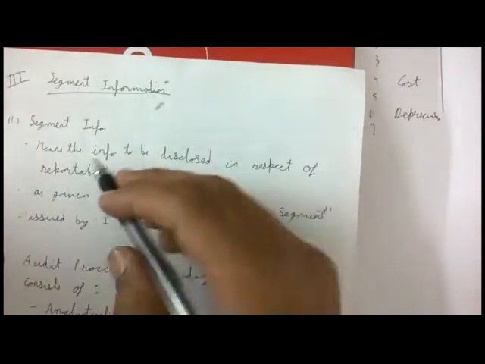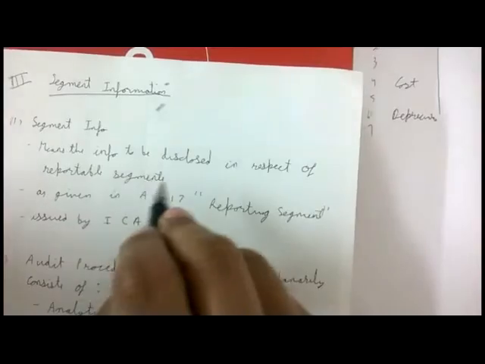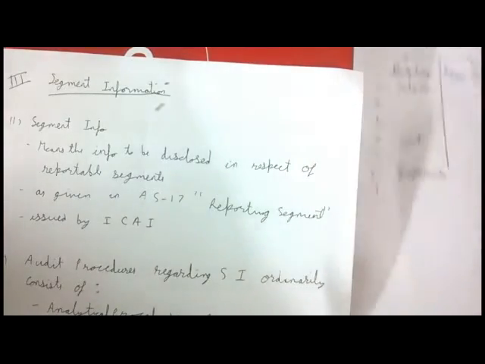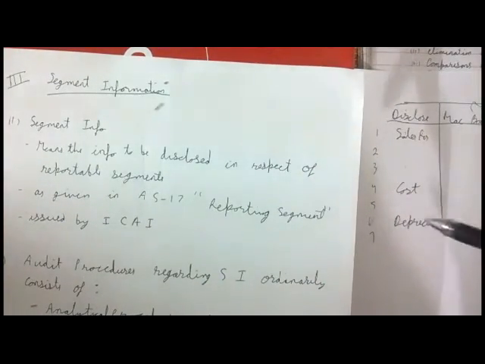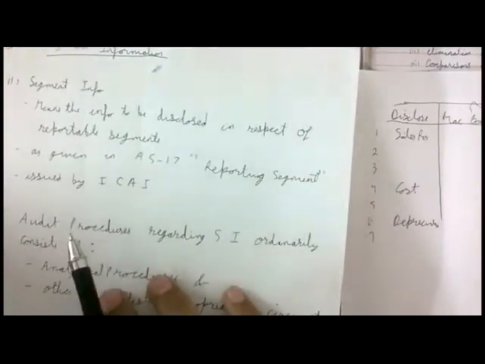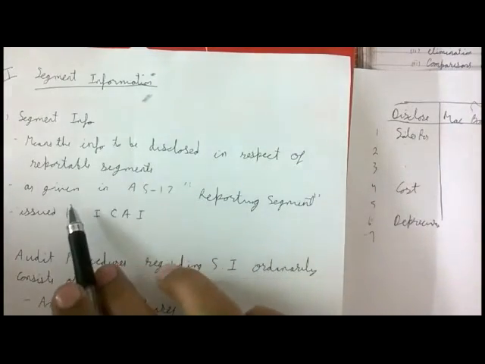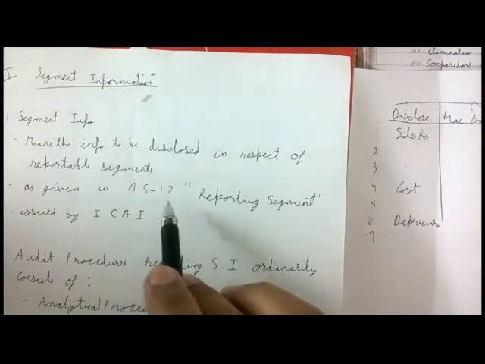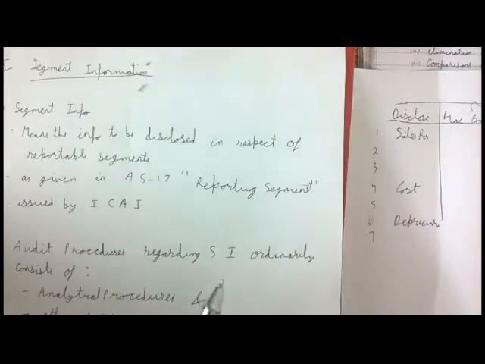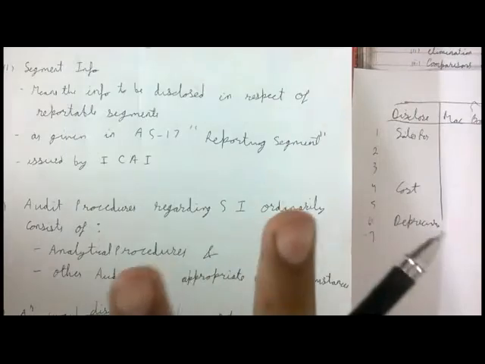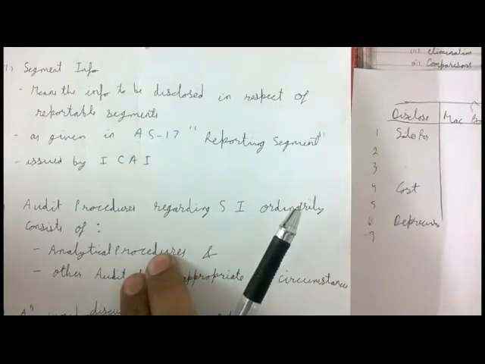So first of all, segment information means the information to be disclosed in respect of reportable segments. You need to disclose these things, so these are known as segment information, as given in AS17, Segment Reporting, issued by ICAI. Audit procedures regarding segment information consist of 2 audit procedures: analytical procedures as per SA 520.